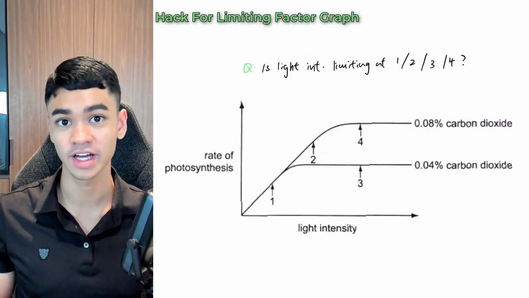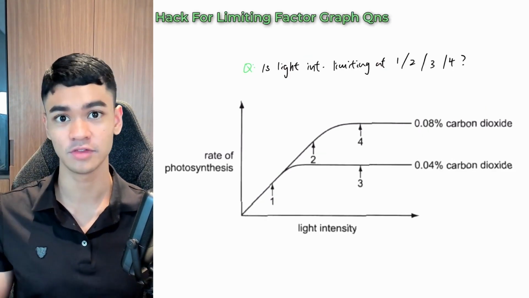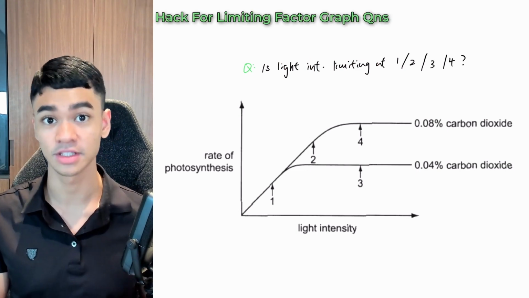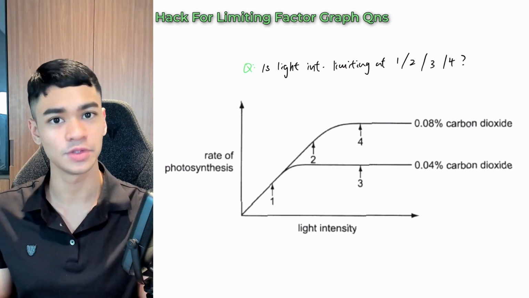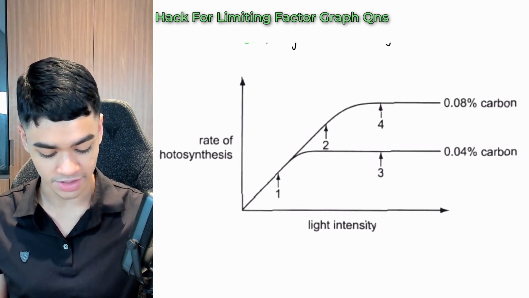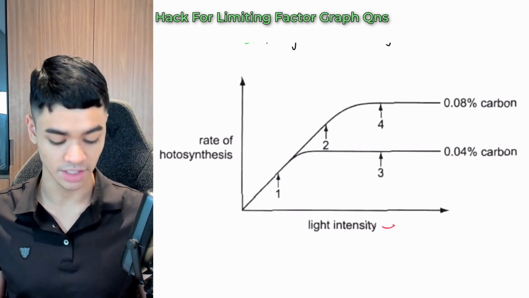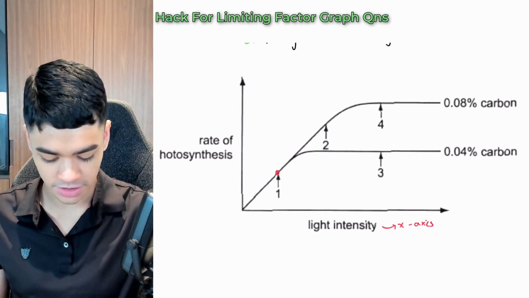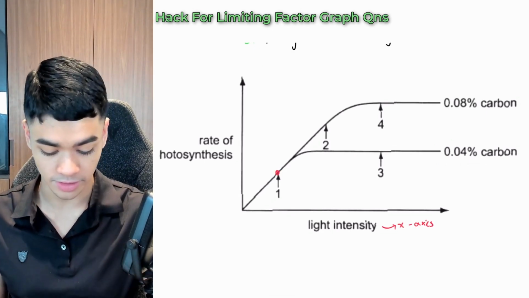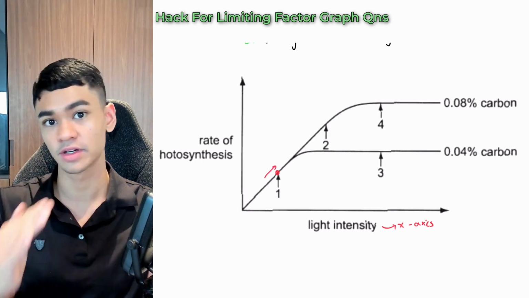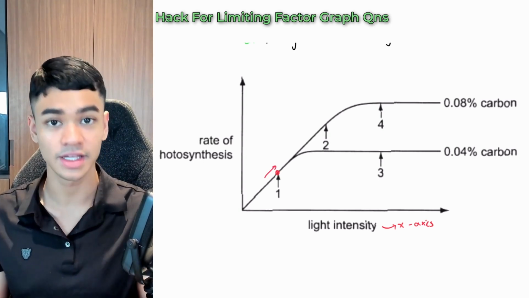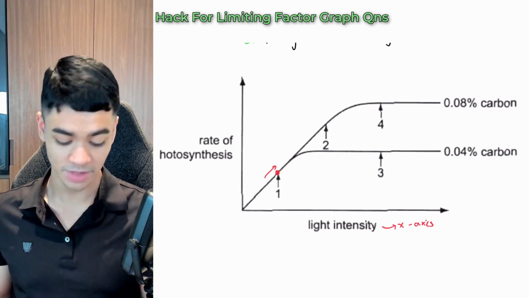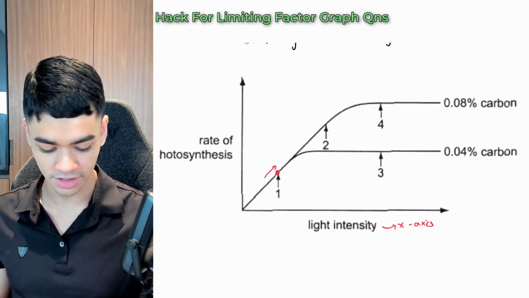Here's a super useful hack to doing these kinds of limiting factor questions. So you get this graph and they ask you, is light intensity limiting at points 1, 2, 3, 4? So here's how you use the hack. You look at the x-axis, and the x-axis in this case is light intensity. And so now you go to those points in the question and just ask yourself, is the gradient at that point positive? That means, is it going on an upward slope? If yes, then the x-axis factor is limiting. That means at point 1, light intensity is limiting.